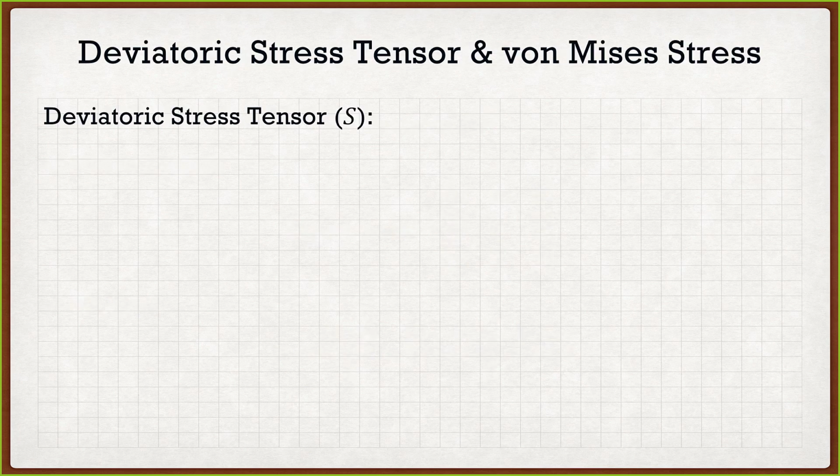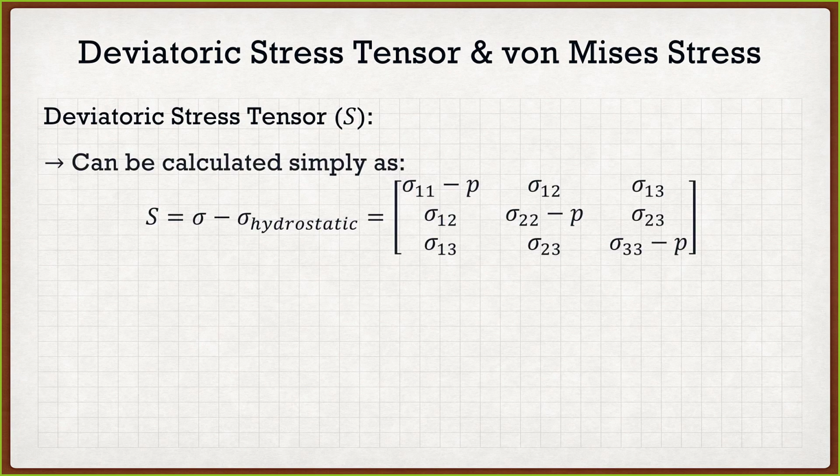The deviatoric stress tensor S is also simple once we have our hydrostatic stress. So the deviatoric stress is going to be our Cauchy stress tensor, sigma, minus our hydrostatic stress. That's it. So all we're going to do is take our matrix sigma, and then subtract our hydrostatic stress tensor that we calculated in A. That's all we need to do. Happy as can be. We can move on to the von Mises stress.